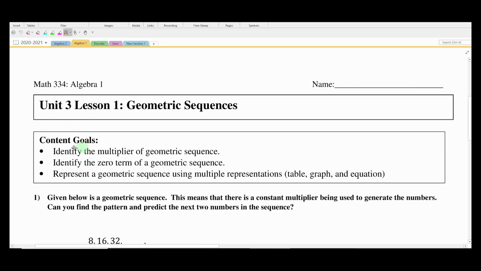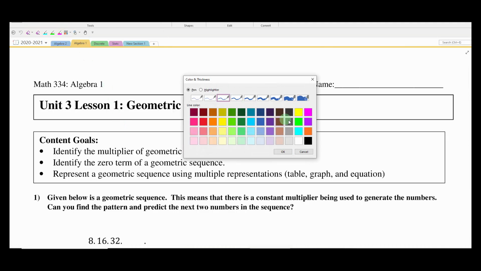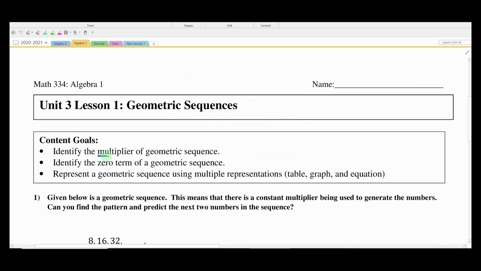Today, we're going to be talking about geometric sequences. Our goals for today's lesson are to identify the multiplier of a geometric sequence. So we're going to talk about what a geometric sequence is, and then make sure that we can identify this thing called the multiplier. We're also going to identify the zero term, and using that information, build an equation for our geometric sequence. We also want to represent that geometric sequence using multiple representations such as a table and a graph. So let's get right to it.